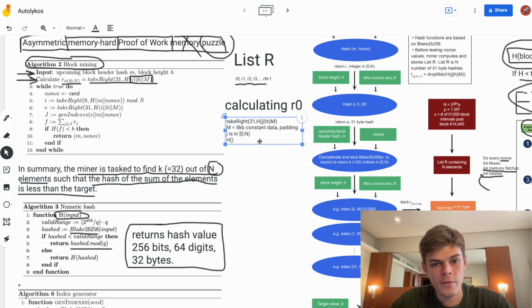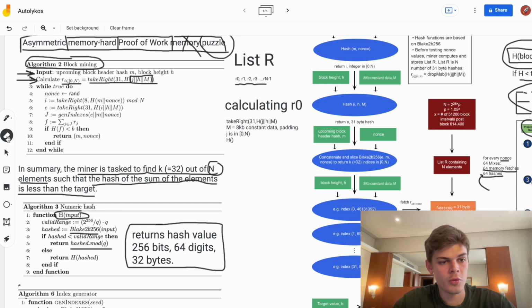But now we have this part here. We've discussed what happens here. We have a hash function that goes to algorithm 3, which returns a hash given these inputs. And then we have this take write part. So what is going on here? Take write 31. And what's happening here is, let's do an example.